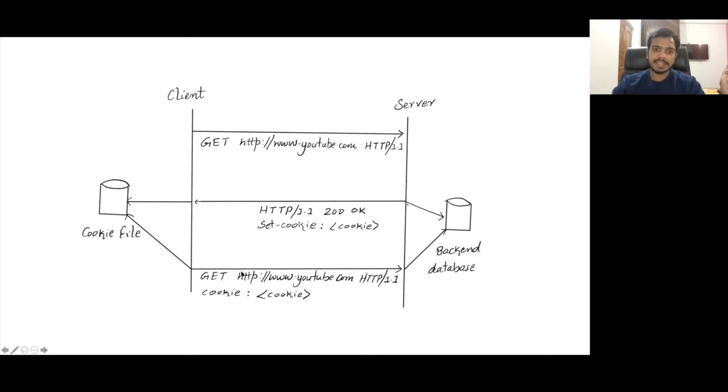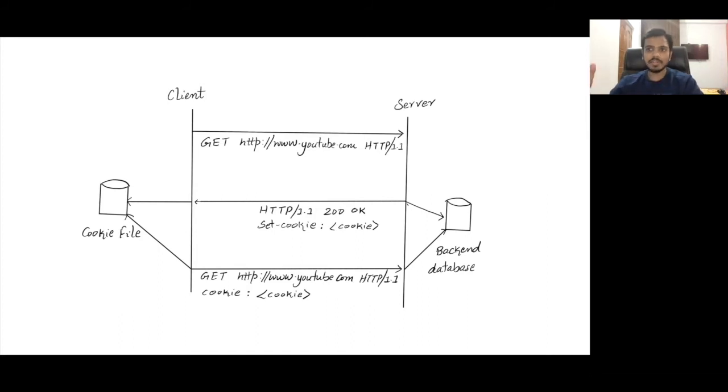Now what happens, let's say after 1 day, 2 days, or let's say after 5 minutes, I am making another request to youtube.com again. This is my second visit actually to youtube.com. Now this time, the browser will first look into this cookie file, like is there any cookie associated with this youtube.com domain? Then of course there are, because I have visited the first time, and there are 3 cookies actually stored in this cookie file.